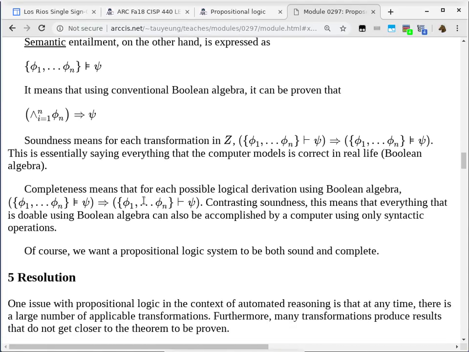So completeness basically means that for each logical derivation using Boolean algebra, if you can derive it by hand, it can also be done syntactically. That's completeness. And then soundness is the other way around. Soundness is basically saying that if it can be derived by the system, you can also do it by hand.